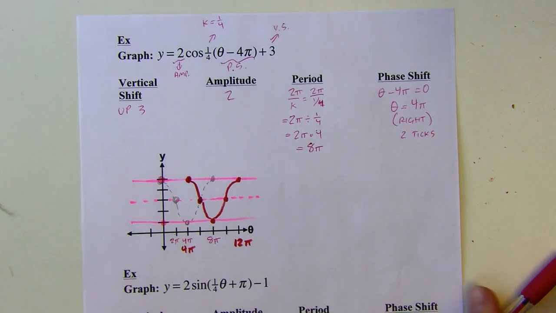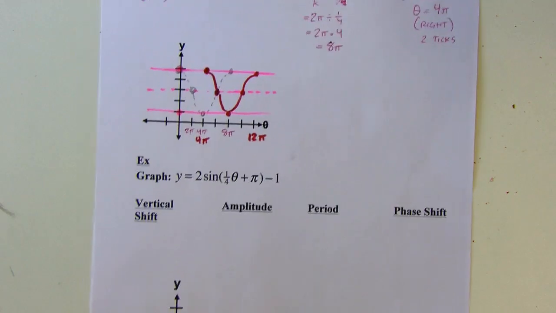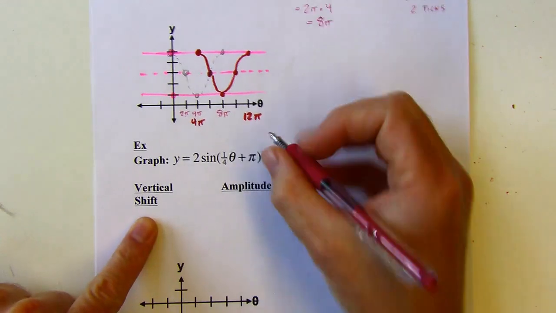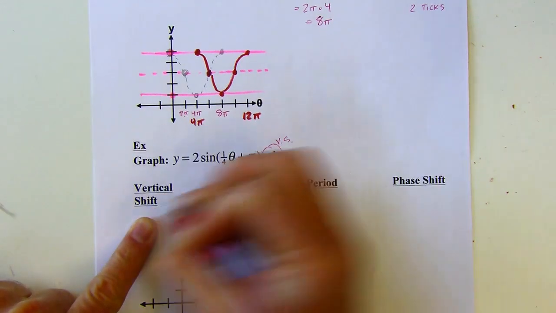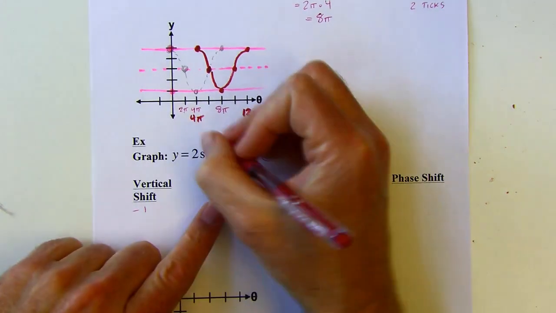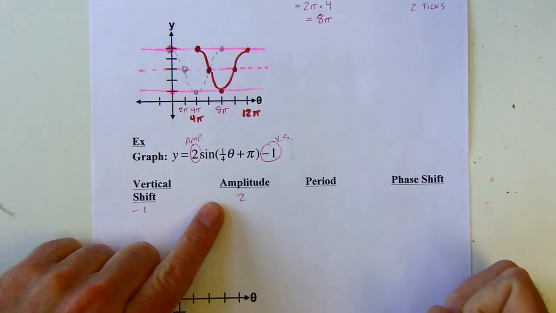Okay? All right, let's try one more. I've got a sine curve this time. Let's see. Vertical shift, that's right here. So -1 or down 1. And then amplitude is right here. So my amplitude is 2.